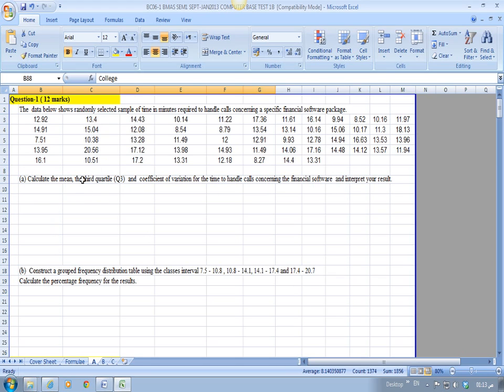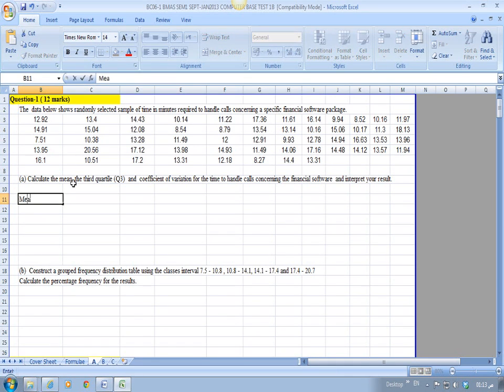Here only for mean and quartile, but make sure that you know how to calculate all other measures for ungrouped data, like mode, median, Q1, Q2, Q3, maximum, minimum, range, total. So here the question is only to calculate the mean.